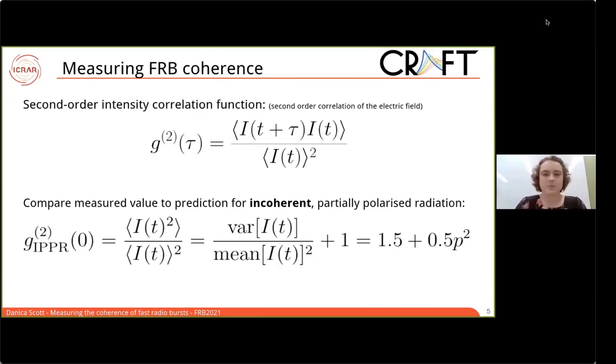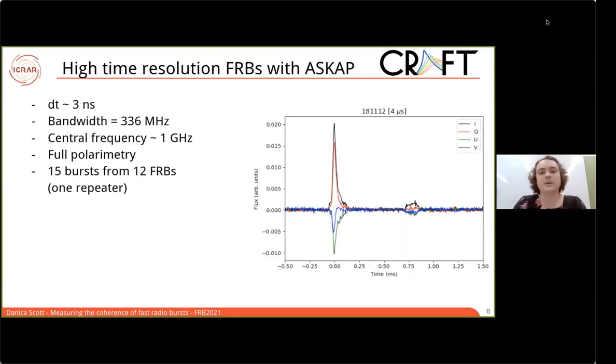And so with ASKAP, we've been able to measure fast radio bursts at incredibly high time resolutions. So this figure on the right is FRB 181112, plotted with a time resolution of 4 microseconds, but our data in general goes down to just under 3 nanoseconds across a bandwidth of 336 megahertz. ASKAP operates and finds FRBs at a central frequency of about 1 gigahertz. It does this by capturing the voltages in the antenna at the time of detection, which allows you, among many other things, such as obtaining accurate arcsecond positions for FRBs.